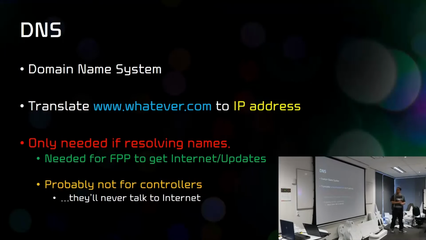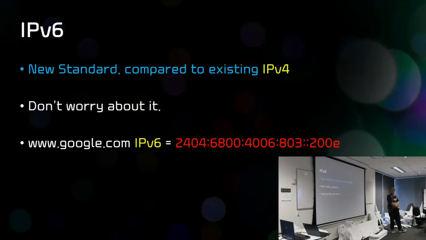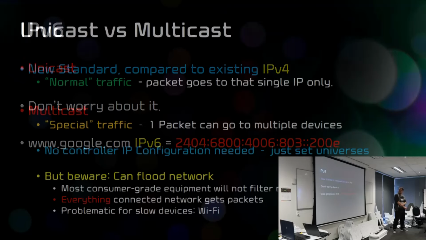DNS is used to convert your www addresses into IP addresses. It's only needed to resolve the names. For controllers that don't connect to the internet, they probably won't need that setting typed in. But it will be needed for stuff like Player to get your updates, because it's going to go to whatever the falcon.com URL is, and it's going to need to be able to resolve that. IPv6, that's a new IP addressing standard, and we're not going to even go there. Completely irrelevant for Christmas lights.